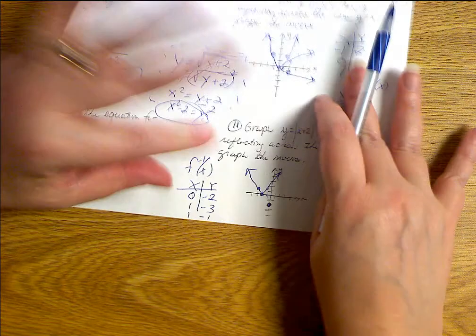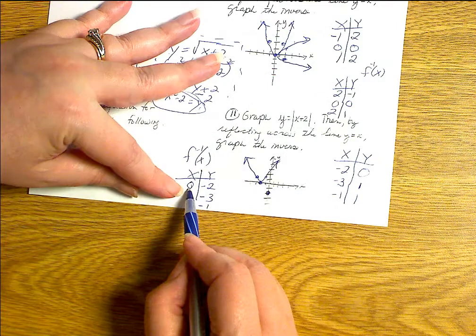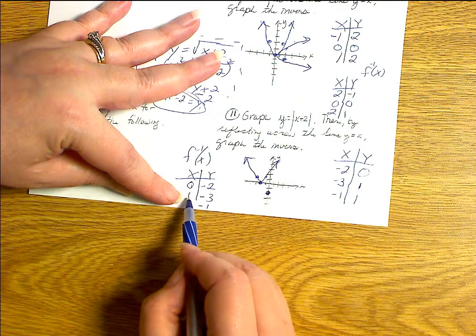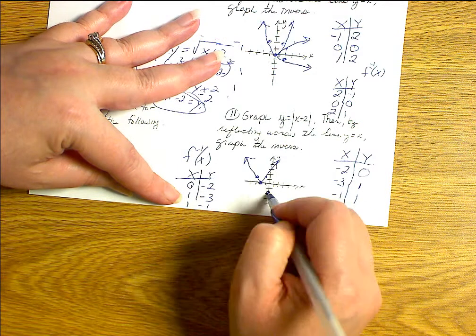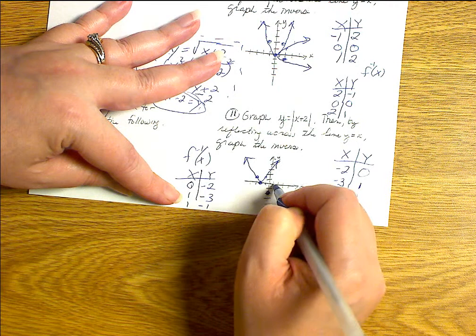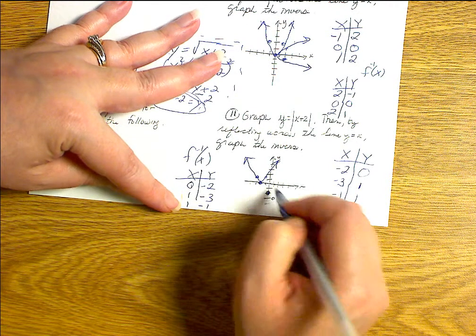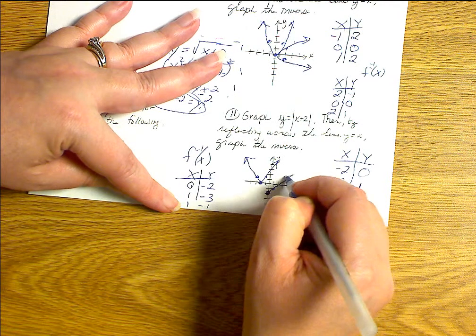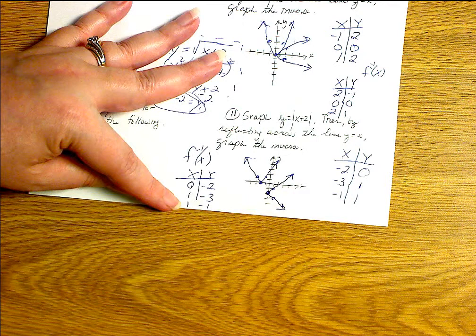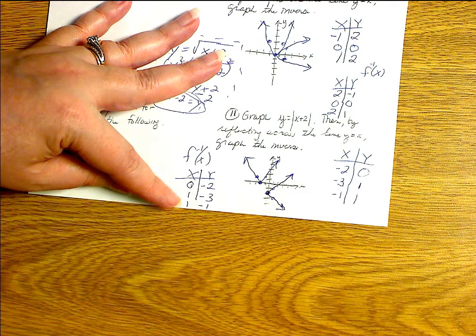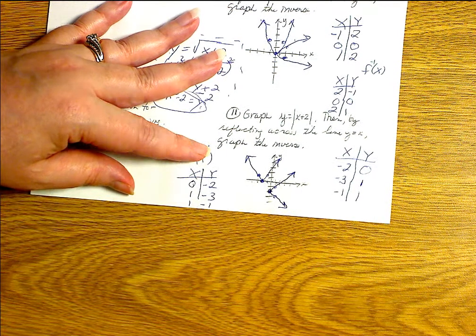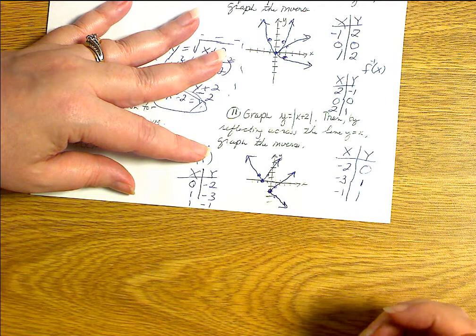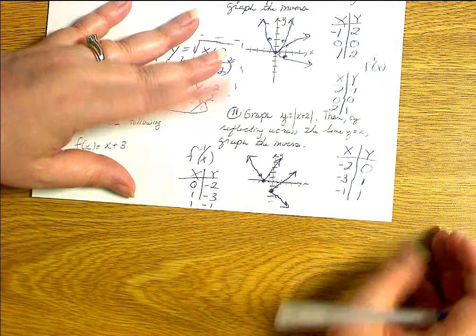So we have 0, negative 2. And then we have 1, negative 3. And then we have 1, negative 1. And we make our v. And we knew it was going to be on the side, and we knew it was going to look like that. All right.